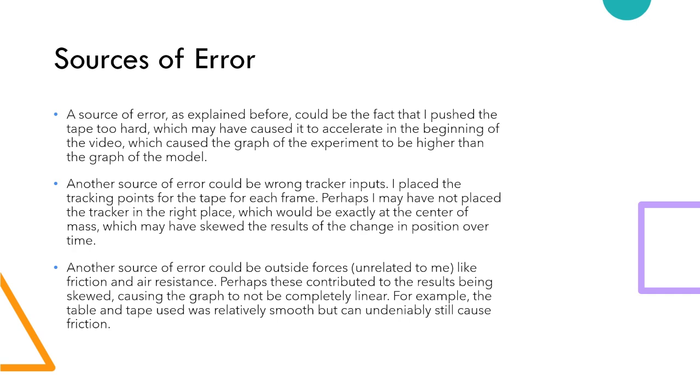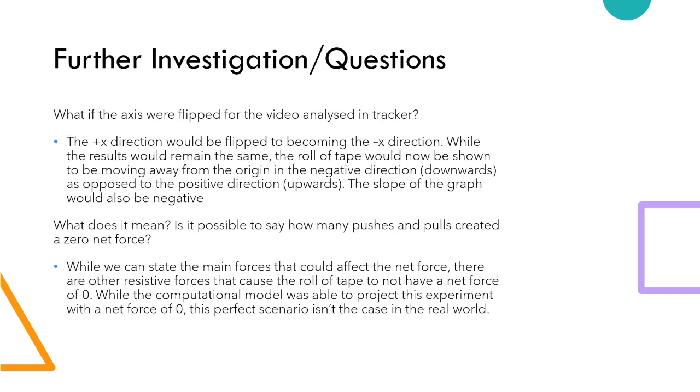For further investigations and questions, what if the axes were flipped? If the axes were flipped, then the tape would be moving in the negative direction, which would be downwards, and the slope of the graph would be negative in terms of position versus time.